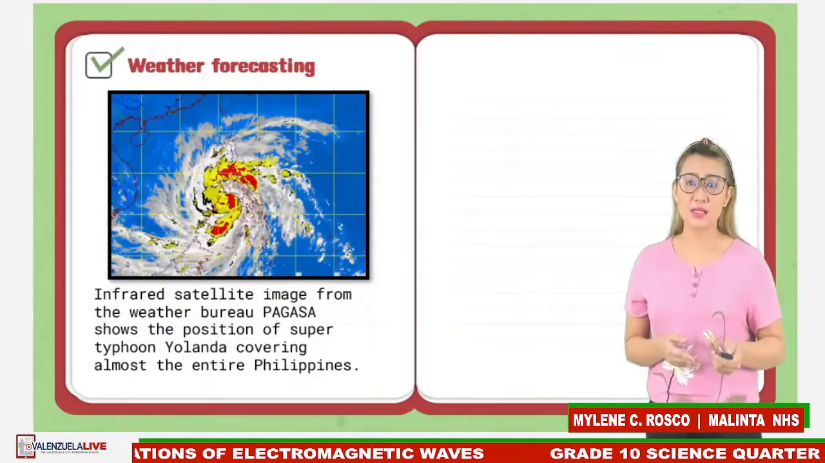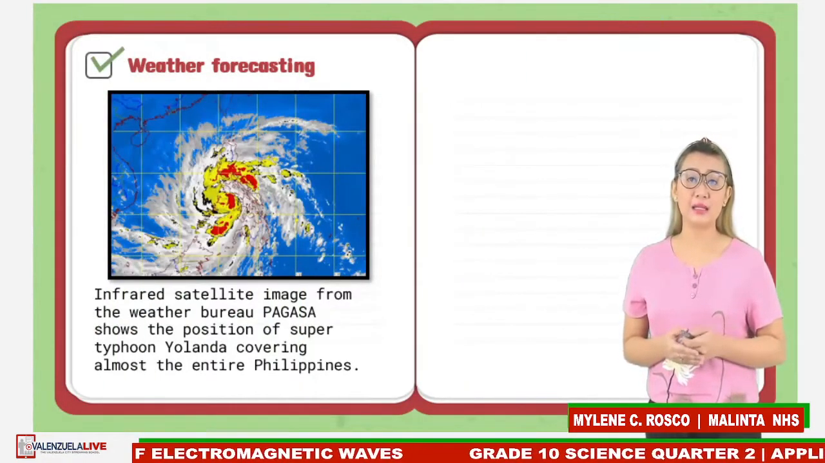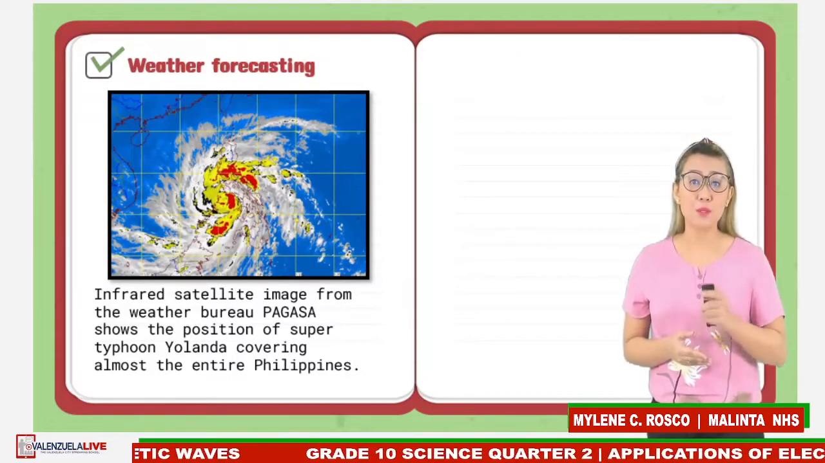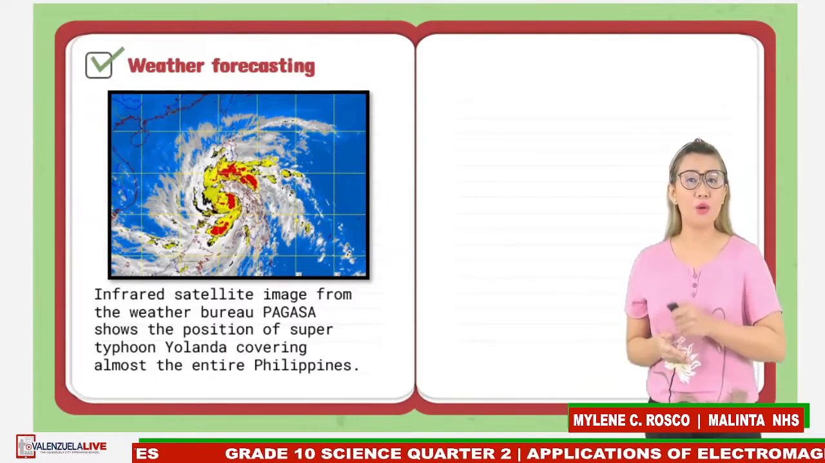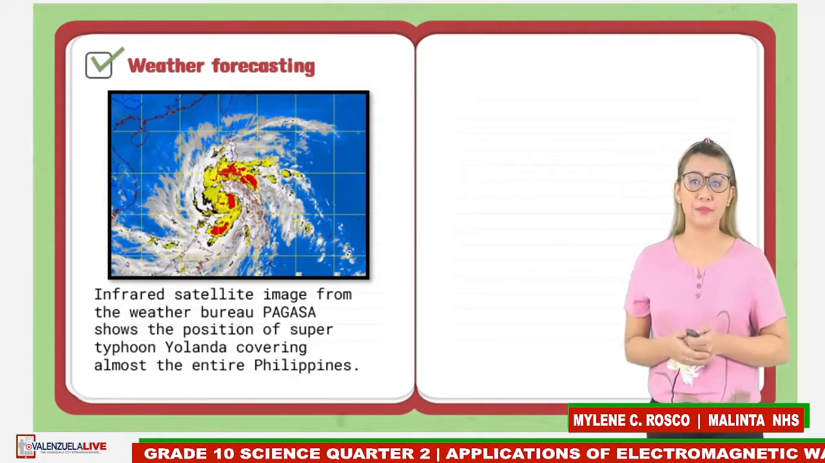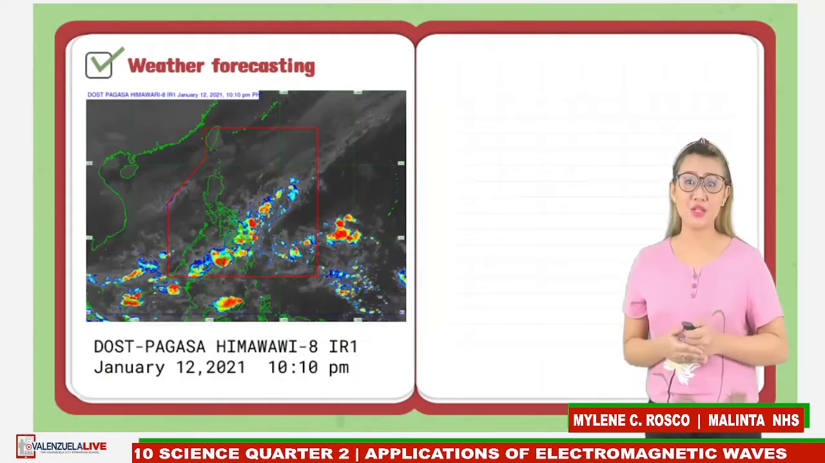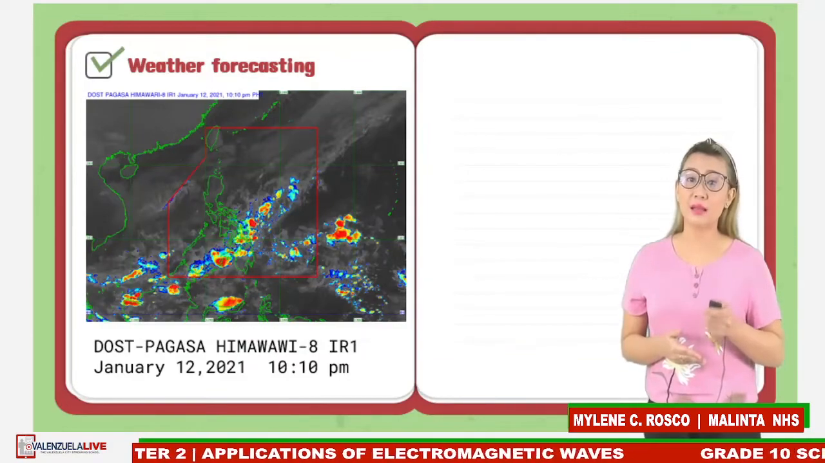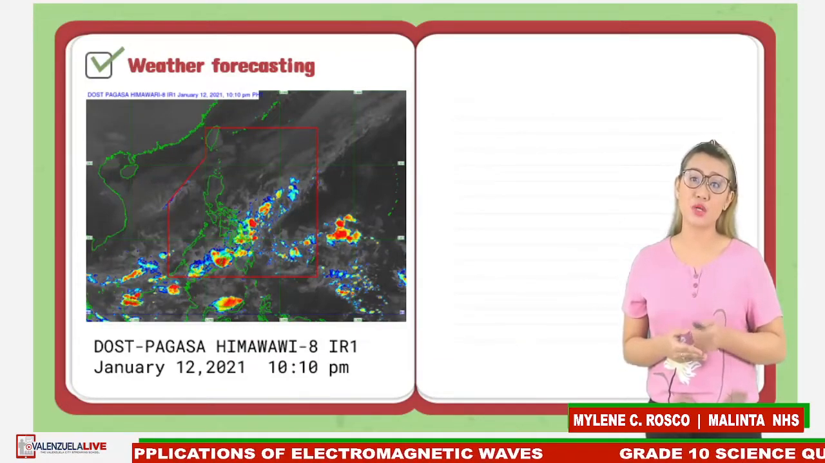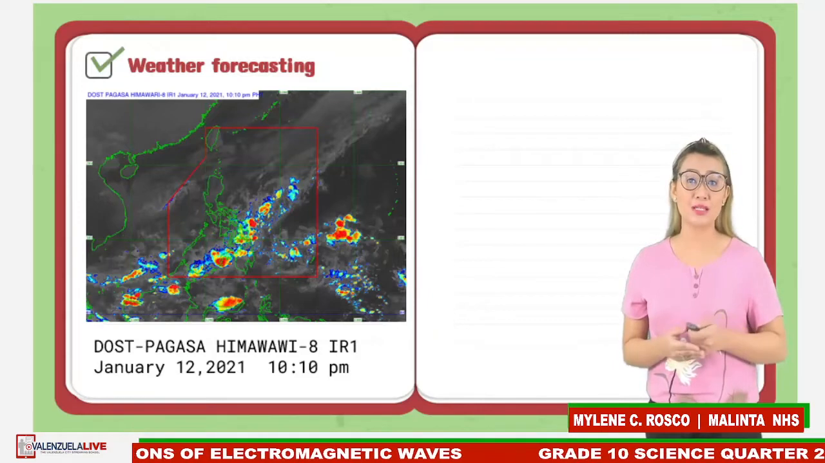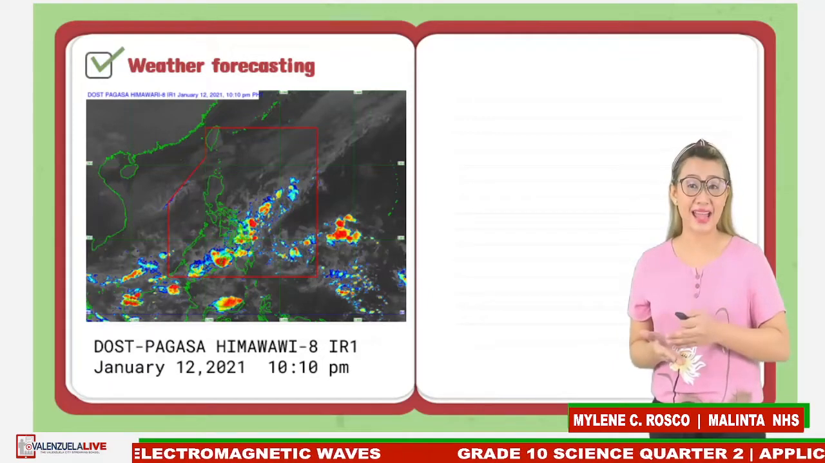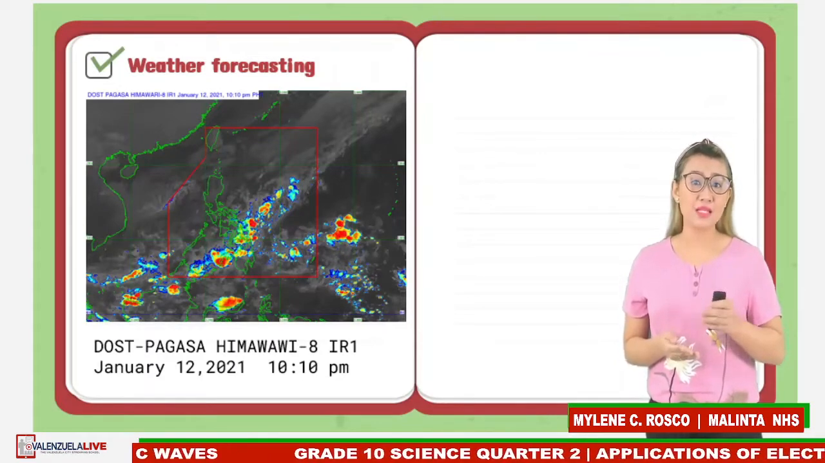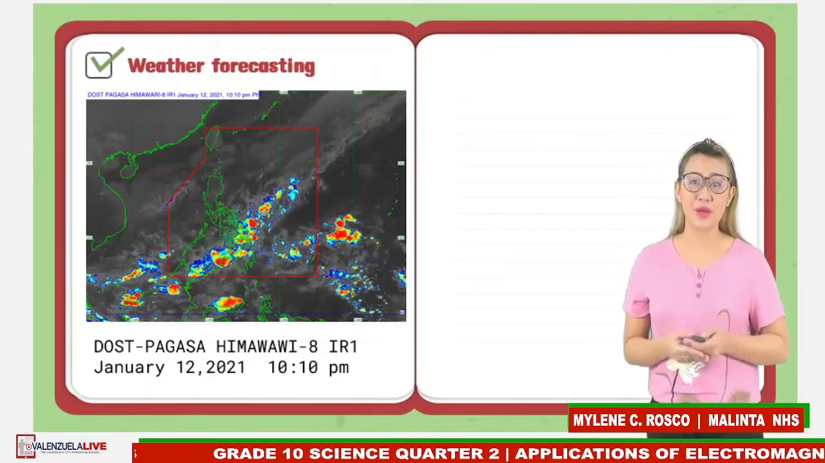Now, this is an infrared satellite image from Weather Bureau Pag-asa, which shows the position of Super Typhoon Yolanda covering almost the entire Philippines. While this image is the DOST Pag-asa Himawari 8 IR or infrared image of the Philippines. This photo was captured last night, January 12, 2021 at around 10 p.m. This photo was grabbed from the Pag-asa website.